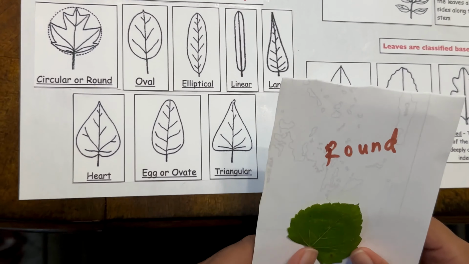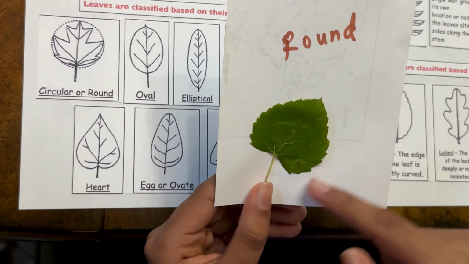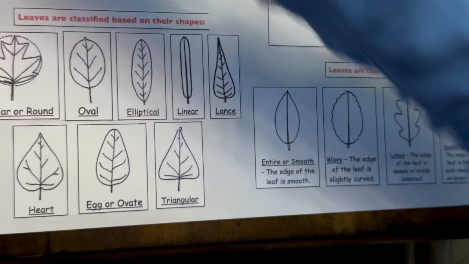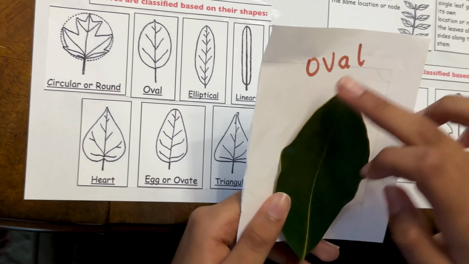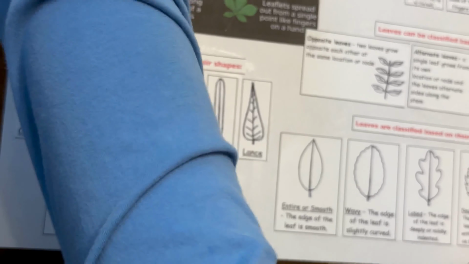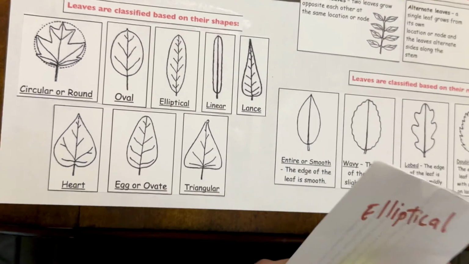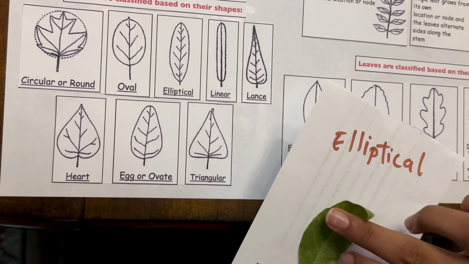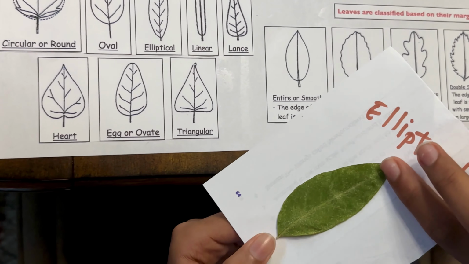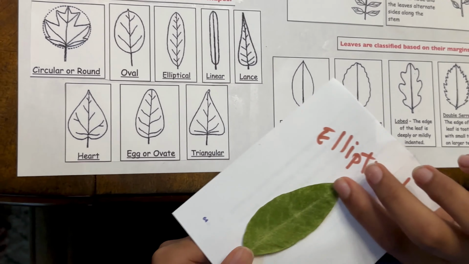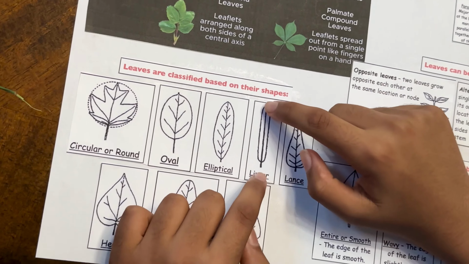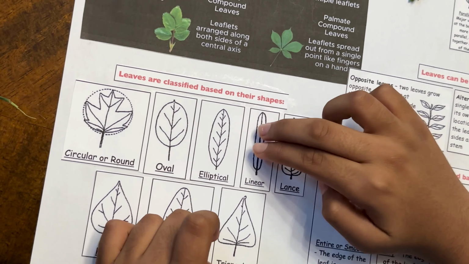So first we have circular or round, which is basically kind of like a round structure around. Next is oval, as you know from the name. This kind of looks like the oval shape. Then we have elliptical. Elliptical is kind of similar to oval, except it's much thinner and stretches much more around the end over here at the petiole and the axil over here, or the top. Then we have linear, which is way taller but way skinnier.